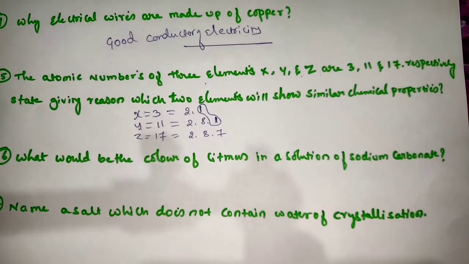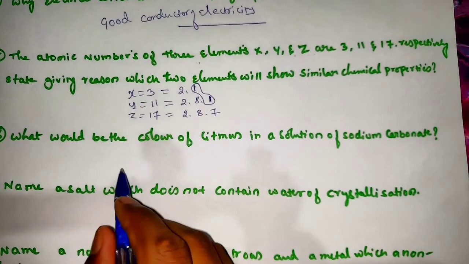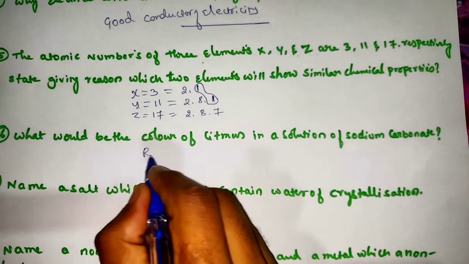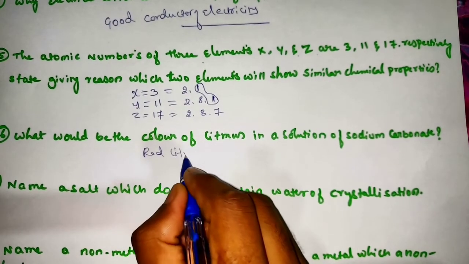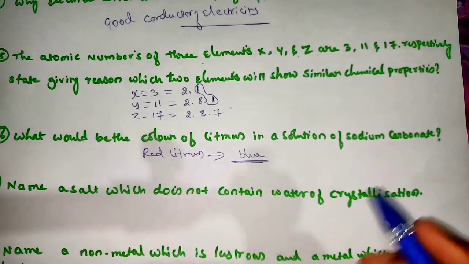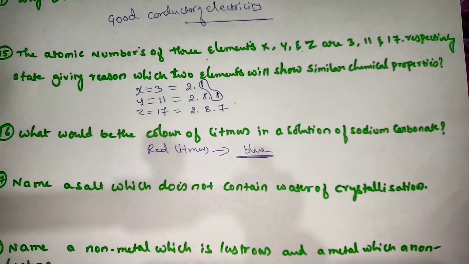Next question, what would be the color of litmus in a solution of sodium carbonate? We know that sodium carbonate is a mild base. So what is going to happen when you are adding the red litmus? It will turn blue because it is a base. Hence a base will turn the red litmus to blue.